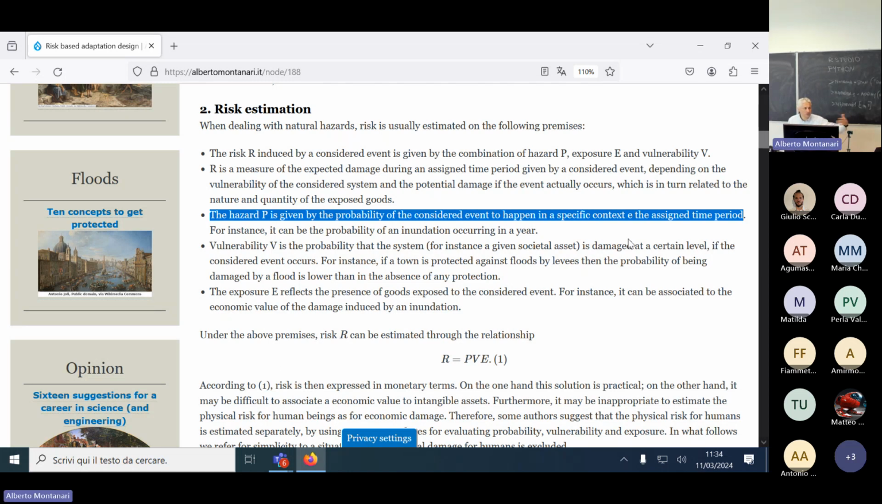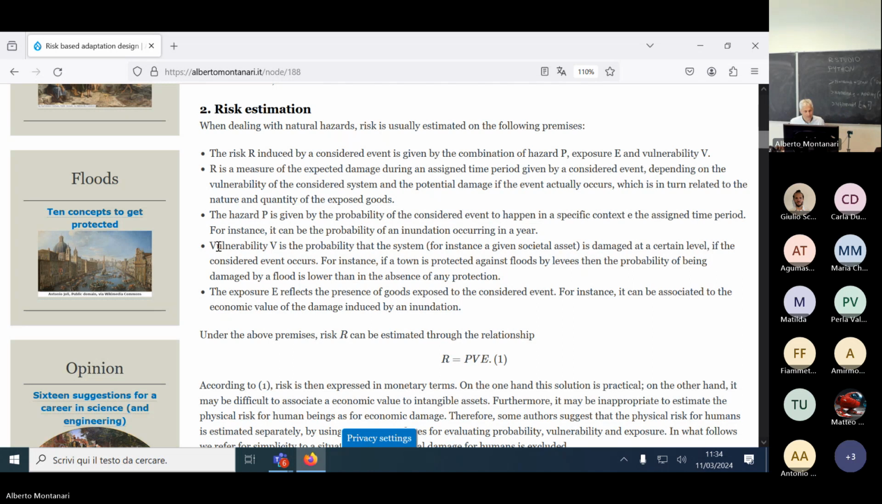If an event occurs very frequently, of course, the risk is higher in terms of economic damage, but also in terms of anything else. Okay, so P is the frequency. It's the hazard, it's the frequency, it's the probability. Because as we said, probability is a synonym for frequency so far. We will see the difference, okay?